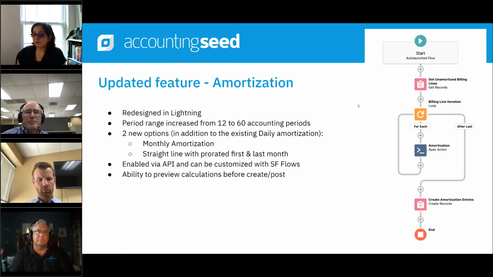We have added two new options, a monthly amortization as well as a straight line prorated for the first and end month. All this is enabled via API, and as you can see from this flow that was put together, this is all possible with this new amortization feature that we have in this next release. We also have the ability to preview calculations before you create and post. I'll do a quick demo and then invite our CTO Ryan to speak a little bit about the flows.